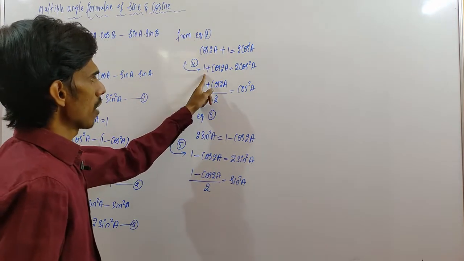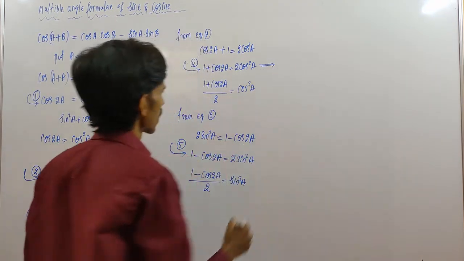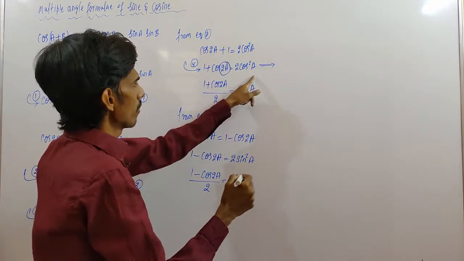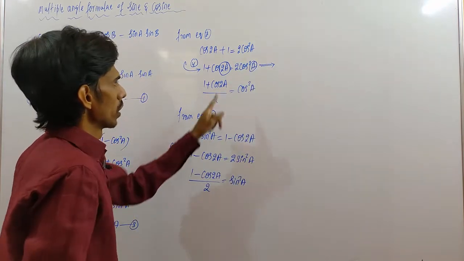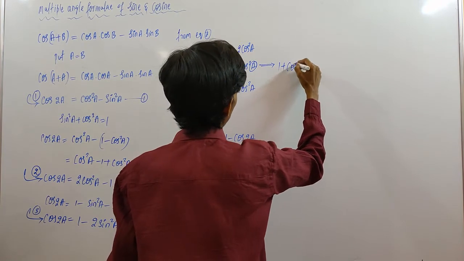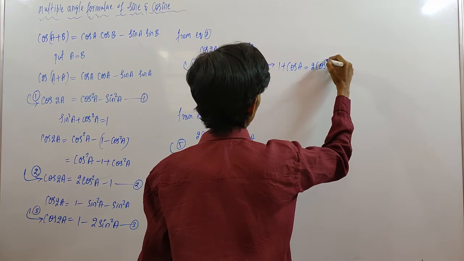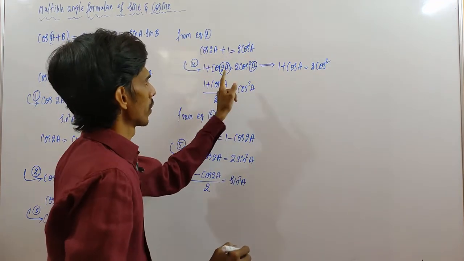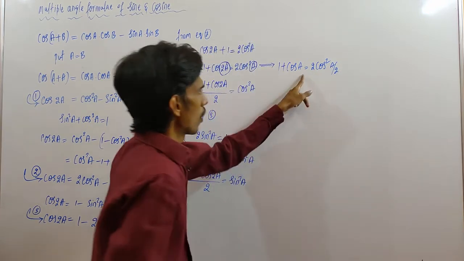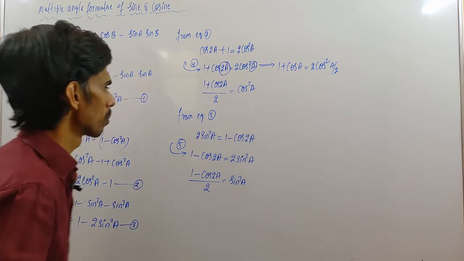Here we have 1 plus cos 2A. That implies here we have 2A, then we have A here. If we have 1 plus cos A, then this will become 2 cos square, with the angle being half, so A by 2, that is half of this. So 1 plus cos A value is 2 cos square A by 2.